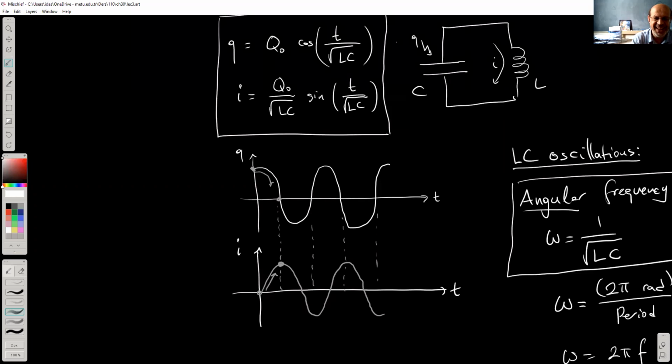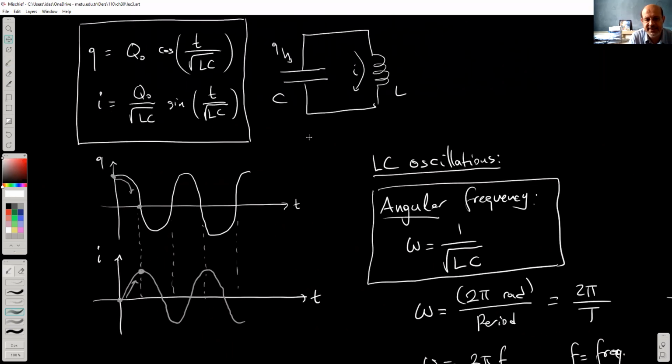I said that I was going to discuss energy, and let's quickly do this. We have a capacitor and an inductor. We know that both of them have some energy. The capacitor has electric energy, the inductor has magnetic energy, but nevertheless, it's energy. And since there is no resistor involved here, the energy should be conserved. Let's check whether that's indeed true or not.